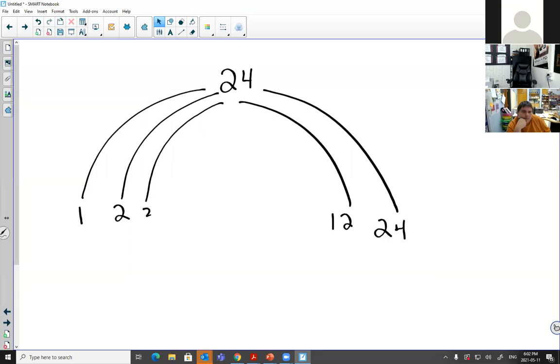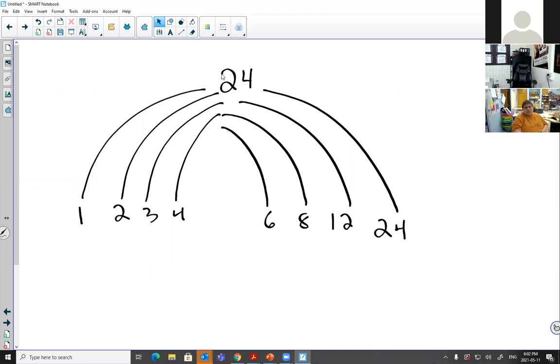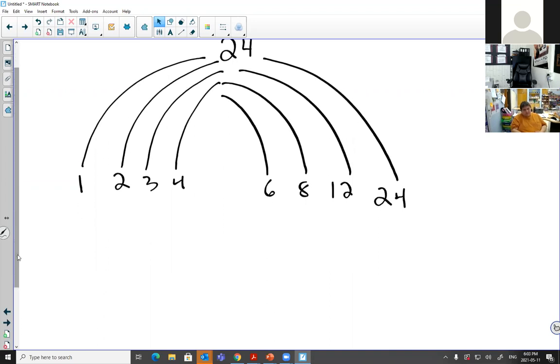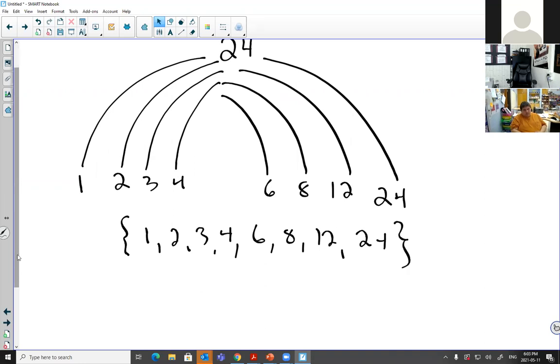Then my next one would be three and? Eight. Keep going up. Four and? Six. Now, if you look, the only number that would be in the middle would be five. And that doesn't work. So now, have I created all my factors, right? 1, 2, 3, 4, 6, 8, 12, 24.